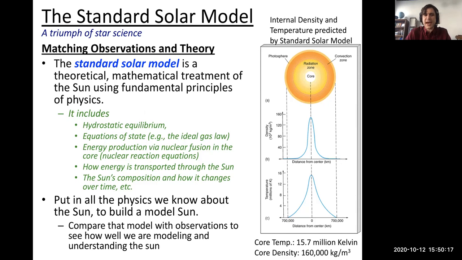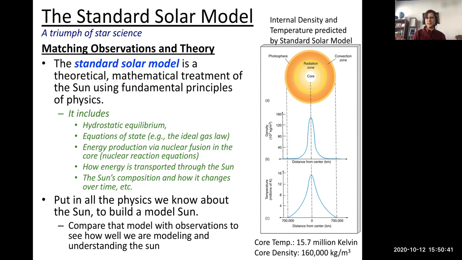It includes energy production via nuclear fusion reactions in the core. It includes the energy transport, how energy is transported through each layer of the sun. It includes the chemical composition of the sun and how that changes over time. So you can put all of this knowledge into a computer model and build a model sun.